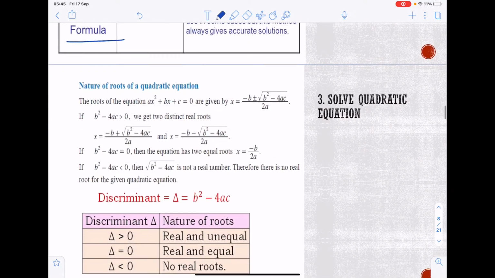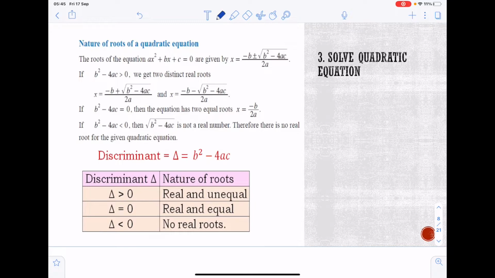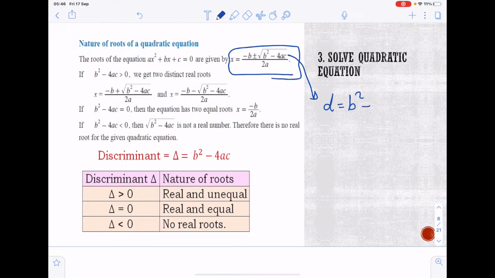Let's see the most important things that you will need in the exam. The quadratic formula is so common in the exam. The value under the root, which is the discriminant, b squared minus 4ac, can have 3 possible values: either 0, or a value that is more than 0, or a value that is less than 0. If it's 0, in this case, the equation has only one root.